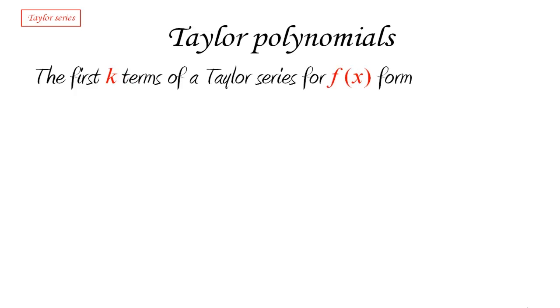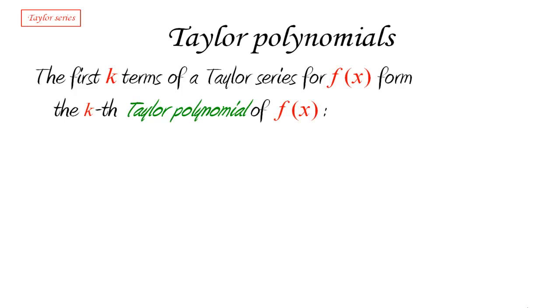Now that we have a Taylor series for a function, we can look at how to use it to approximate the function. And it is the following. Once I have the Taylor series, I can restrict my attention to just the sum of the first k terms, so the kth partial sum of the Taylor series. And because this is now a true polynomial, because it's finite, it's not infinite, we're going to call this the kth Taylor polynomial of f of x.